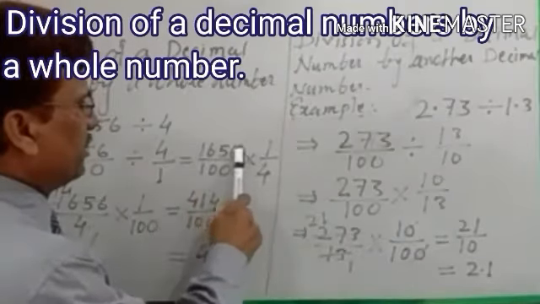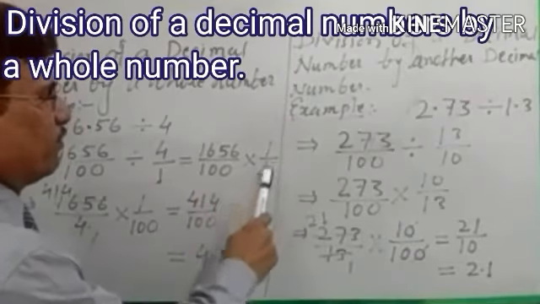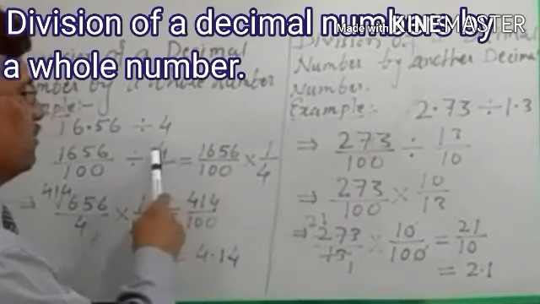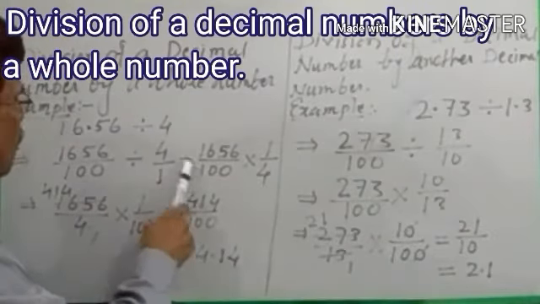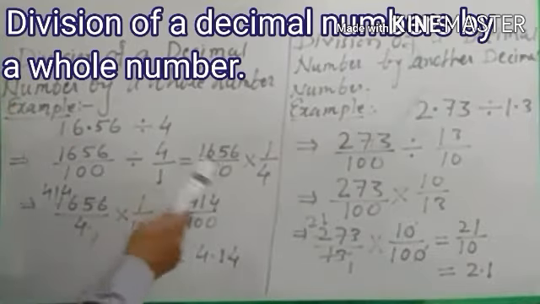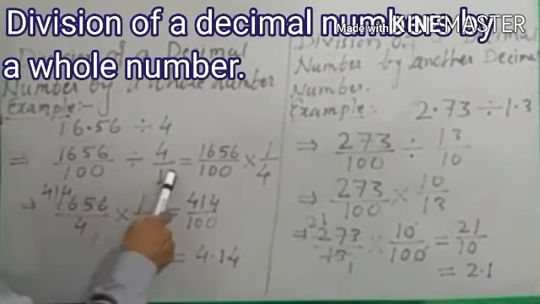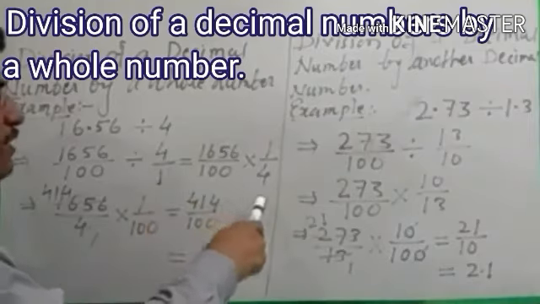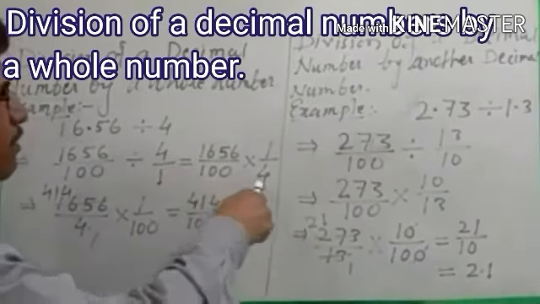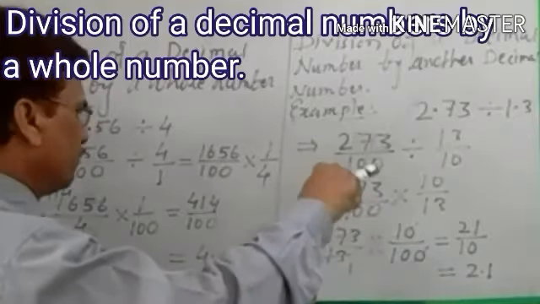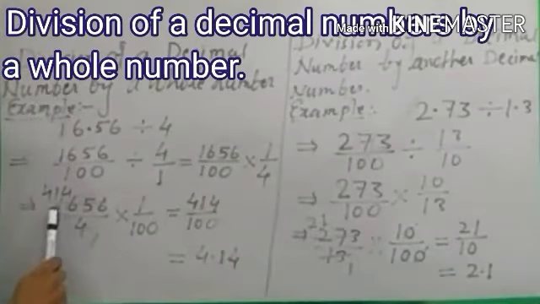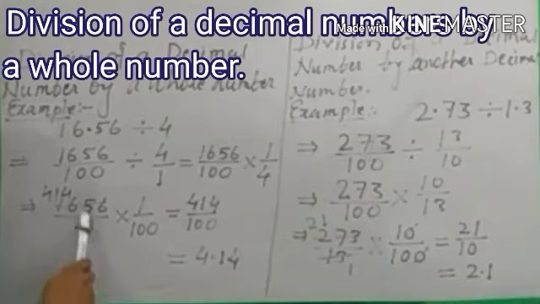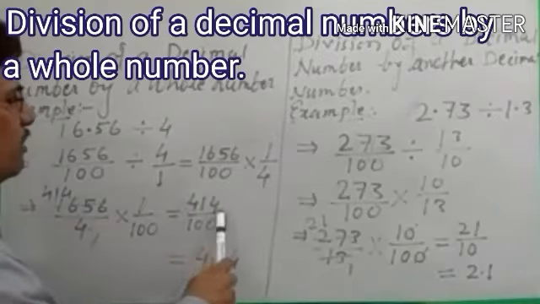1656 upon 100 into 1 upon 4, because 1 upon 4 is the reciprocal of 4. You know how to divide fractions. If we divide a fraction by another fraction, we actually multiply the fraction by the reciprocal of the other fraction. Now 1656 upon 4, we can cancel it. We get 414. We can write 414 upon 100.